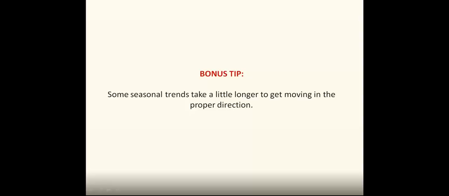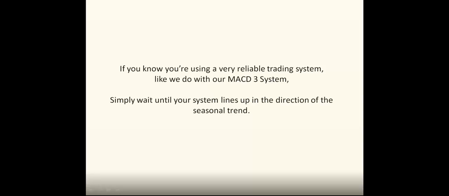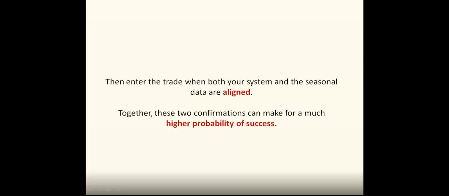Now here's your quick bonus tip. Some seasonal trends take a little longer to get moving in the proper direction. If you know you're using a reliable trading system like we do with our MACD3 system, simply wait until your system lines up in the direction of the seasonal trend. Then enter the trade when both your system and the seasonal data are aligned. Together, these two confirmations can make for a much higher probability of success. Hey, if one confirmation is good, the more is even better.